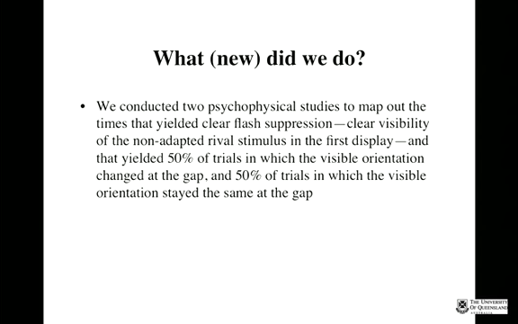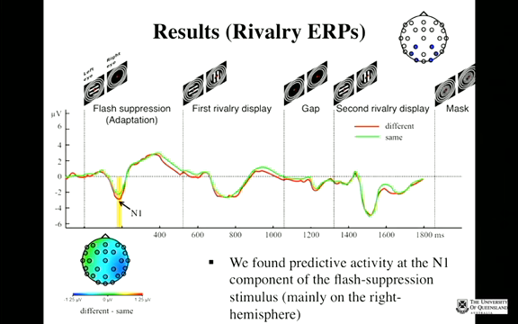And we did some psychophysics, because this hadn't been done before, to figure out the durations that yielded clear flash suppression, so consistent visibility of the non-adapted stimulus in the first display of the rival stimuli, and then the gap and the second display, which yielded about 50-50 of change versus no change. And again, we did an EEG study with these times, which you'll see on the figures, and we just simply asked our participants to say the same response, what was visible at the end of the first display compared with the second display.